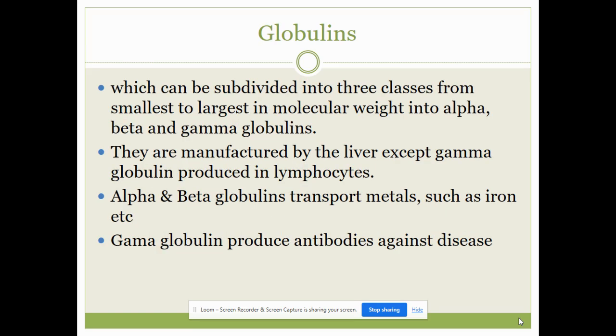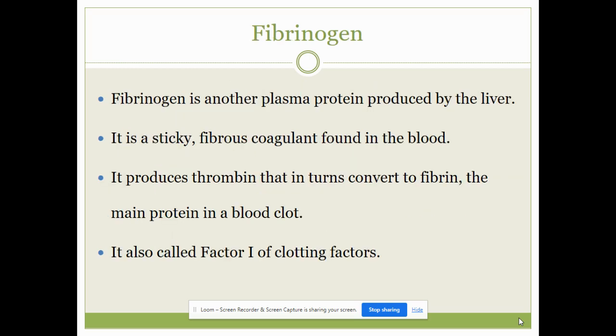Globulins. Globulins can be subdivided into three categories: alpha, beta, and gamma. They are manufactured by the liver, except the gamma globulins, which are produced in the lymphocyte cells of the blood. Alpha and beta globulins basically transport different metals, and gamma globulins produce antibodies against different diseases.